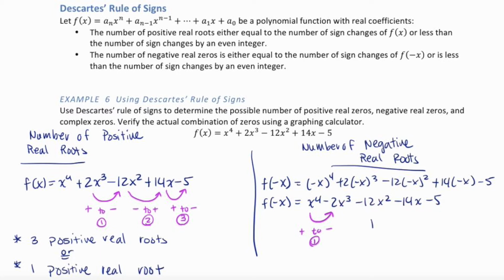This tells me that we have one negative real root, or no negative real roots, so 0 negative real roots.